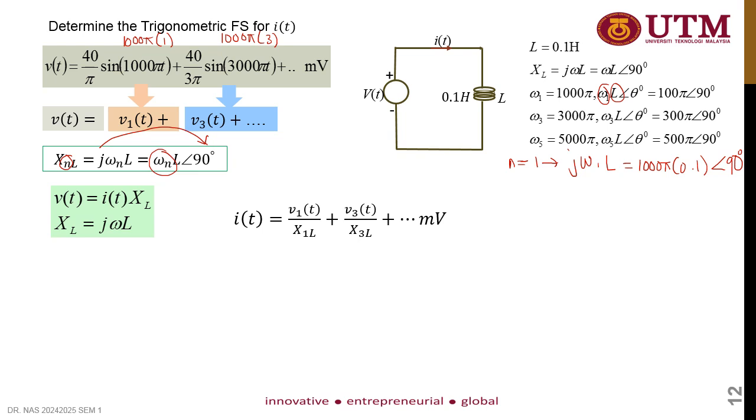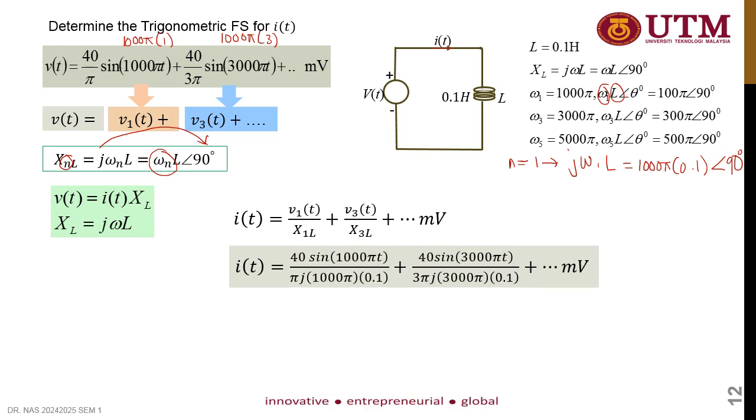Okay, so to calculate It is equivalent to V divided by XL. So in this case, assume you need to consider up to third harmonic. So consider n equal to 1 and n equal to 3. Okay, so what is your V? So this is your first component, V1, divided by the XL.